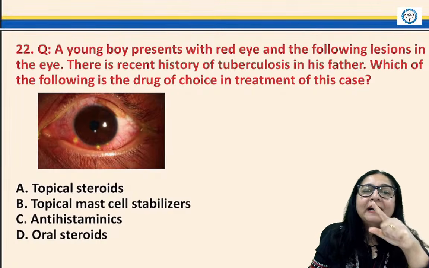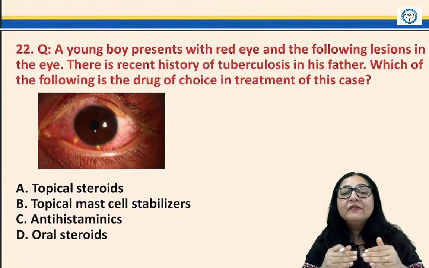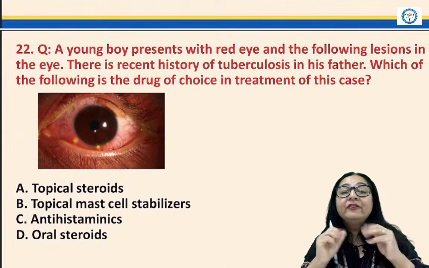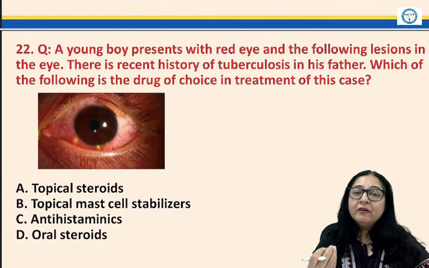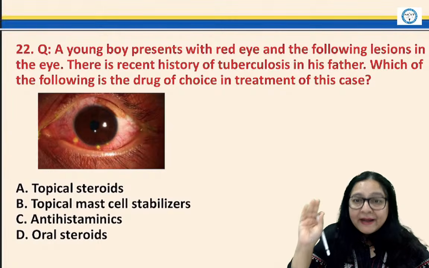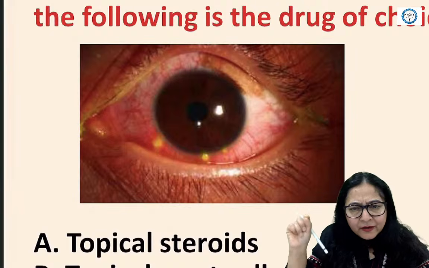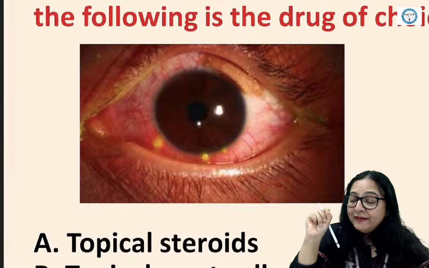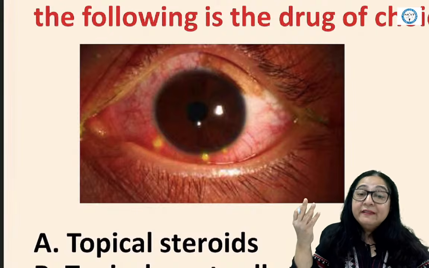Let's do this. A young boy presents with red eye and the following lesions in the eye. There is a recent history of tuberculosis in father. Which of the following is the drug of choice in treatment of this case? To know the drug of choice, first of all, you must make a diagnosis. So red eye hai, and what are you seeing over here? You are seeing nodular lesions which are close to the limbus. There is a history of tuberculosis in the family.